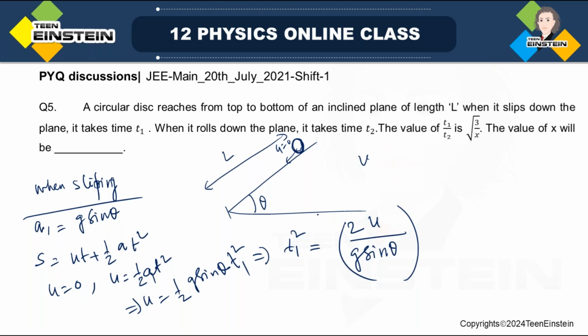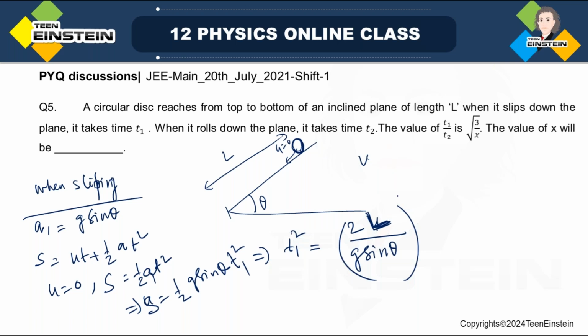Now if we want to write, okay, I think there is no initial velocity here. u is 0. So that is s is equal to half a t square. I'm sorry, S is equal to half a t square, where S means L here. This is L. So this is t1 square.